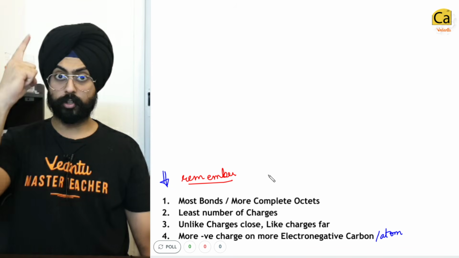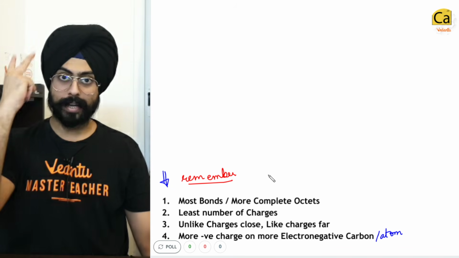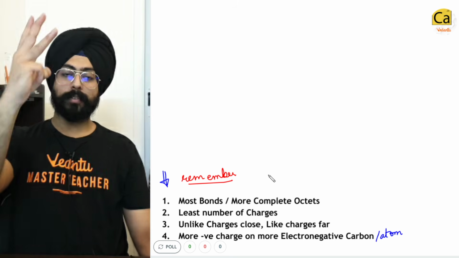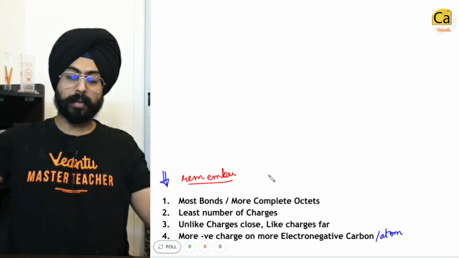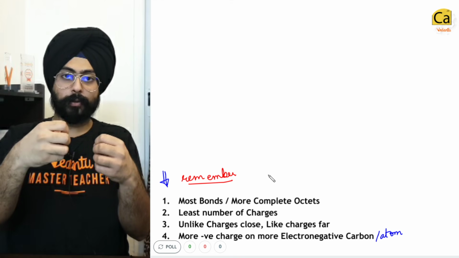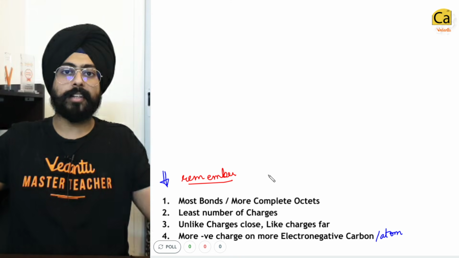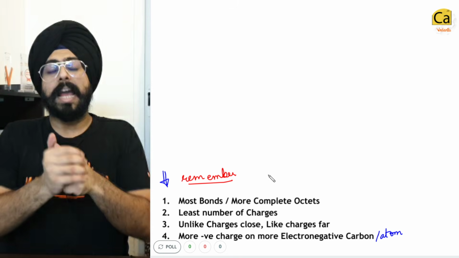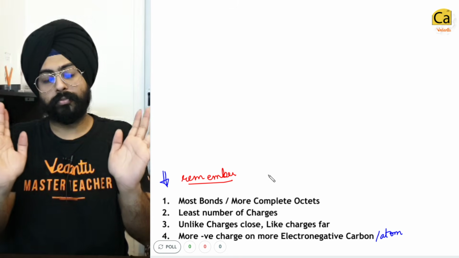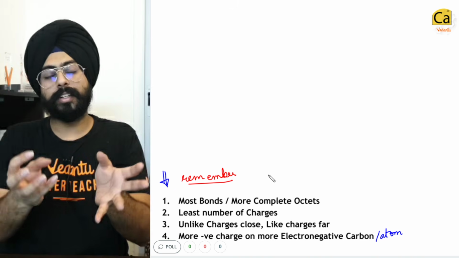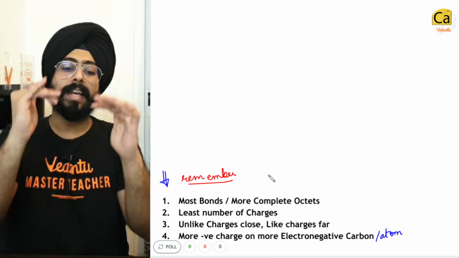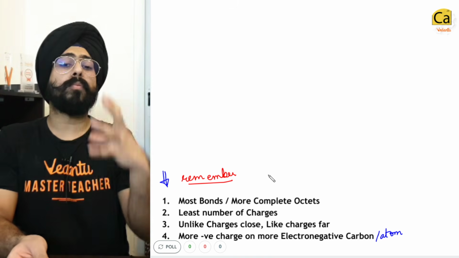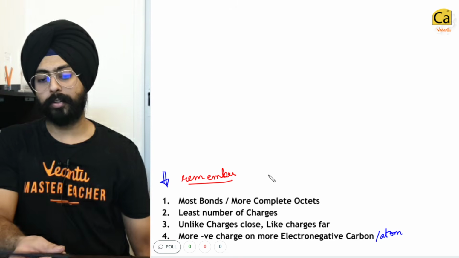First priority goes to most number of bonds, second priority goes to less number of charge separation, third priority goes to charges being closer if they are opposite to each other, charges being far if they are like charges. Positive and positive should be away from each other, obviously. And then if every one of the first 3 statements is true for all the resonating structures, then you resort to the last statement that negative charge should be on the more electronegative atom.